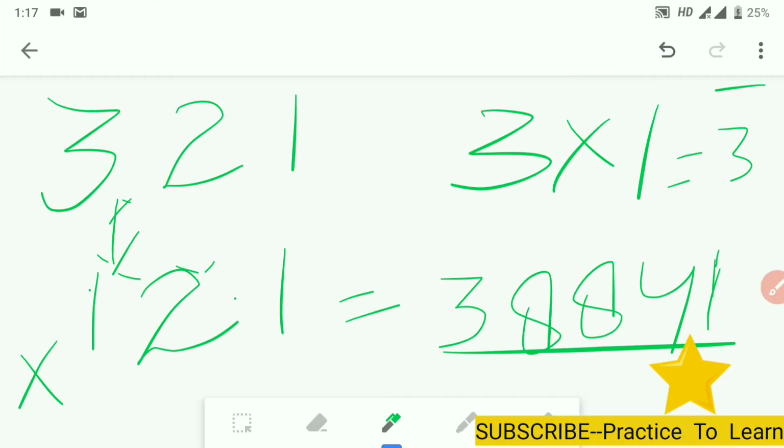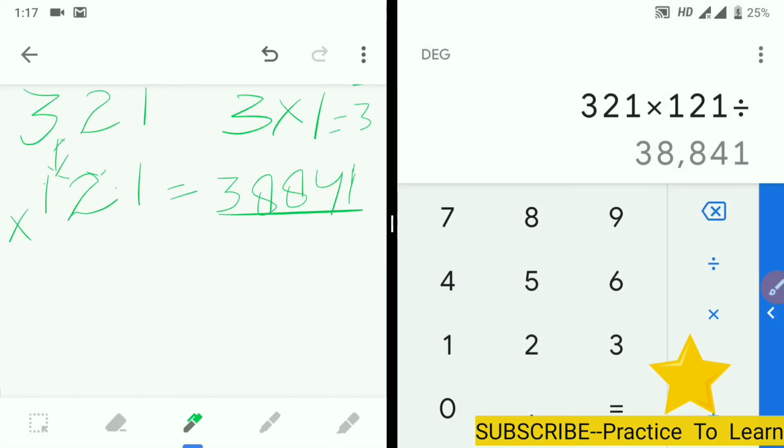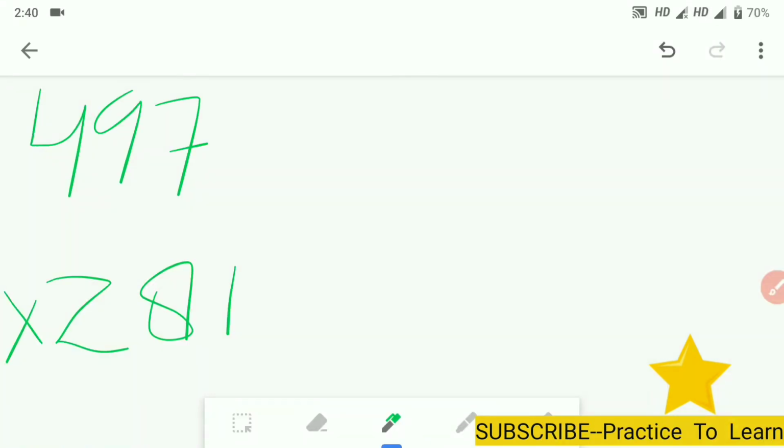So here we have the calculator. We have 321 into 121, that is 38841. So guys, here I'll be showing you how we can multiply bigger numbers. So you will have to keep watching so that you can learn how to take carry in the questions when you have bigger numbers. Just like here we have 497, we'll have to multiply it with 281.